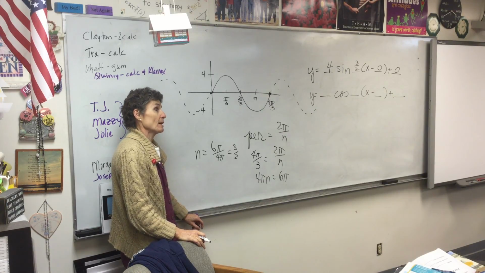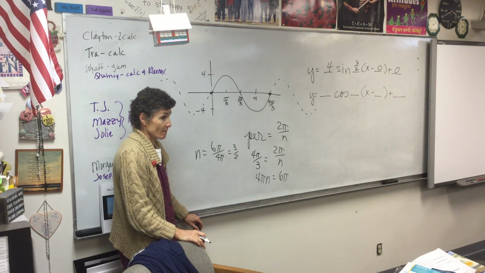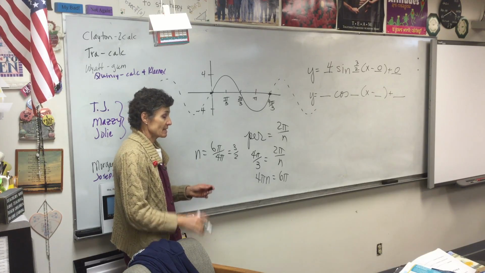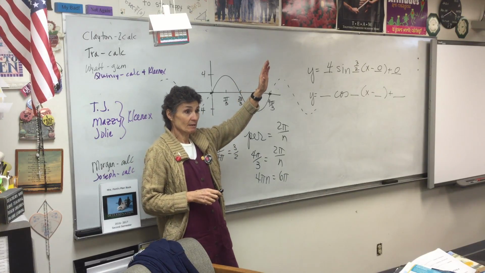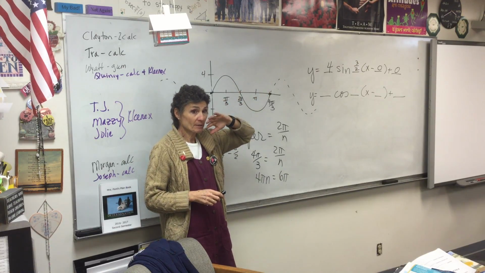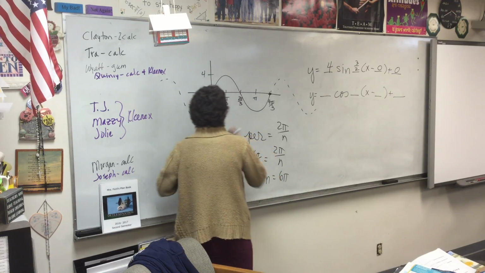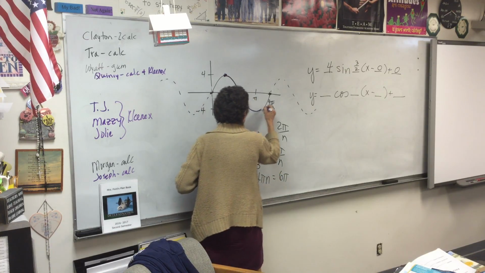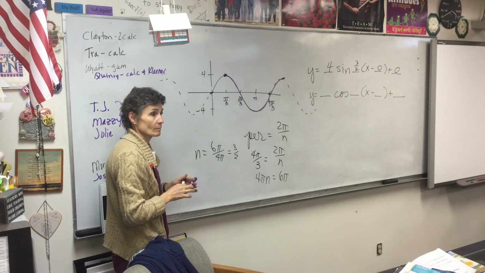Now, I got to write the cosine equation. I want you to think about this for a minute. If I'm thinking of this as a cosine, cosines start at the top of the hill and end at the top of the hill. So if I'm thinking of this as a cosine, I would have to be looking maybe at that part of it.